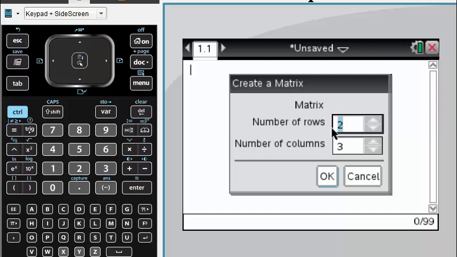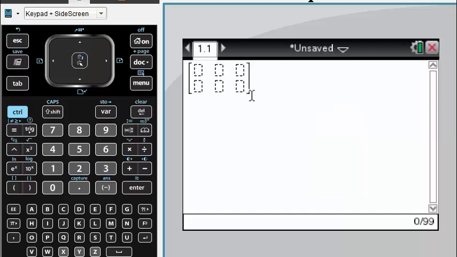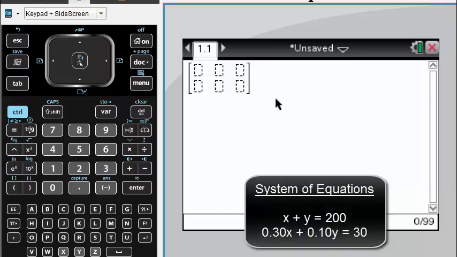Let me explain why I'm using 2 rows and 3 columns. You can see here's one row, here's another row, and here are the 3 columns going up and down. So this now fits the format of the 2 equations that I was given. What does that mean? The first equation was x plus y equals 200. So I'm going to put 1x plus 1y equals 200.